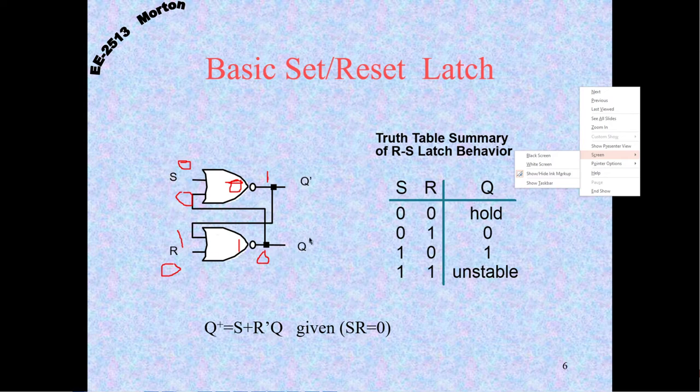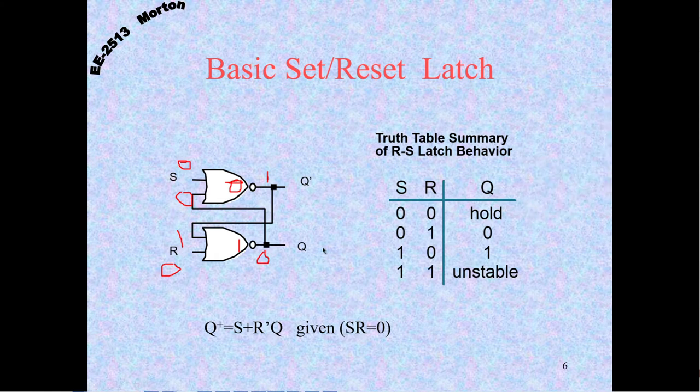Now, this is all well and good, but what happens if we change things? Basically we have Q is zero and Q prime is one. Now remember, the rule is that Q and Q prime are always the inverse of each other. Oh, I guess I messed that up somehow. Let me fix that. So Q equals zero and Q prime equals one.